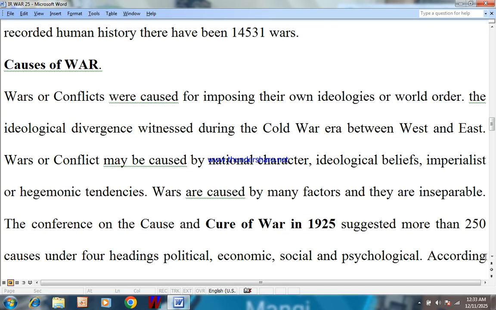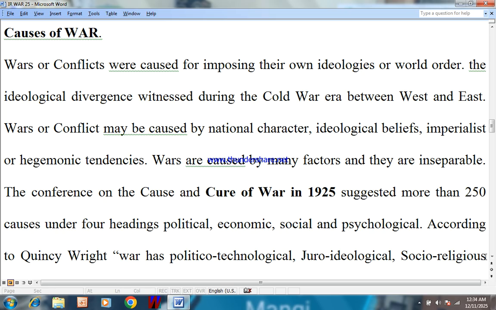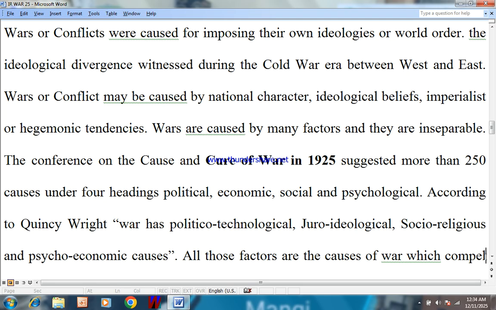Now come to the main topic. What are the primary causes of war? Wars or conflicts were caused for imposing their own ideologies or world order. The ideological divergence witnessed during the Cold War era between West and East. Wars or conflicts may be caused by national character, ideological belief, imperialistic or hegemonic tendencies. Wars are caused by many factors and they are inseparable.